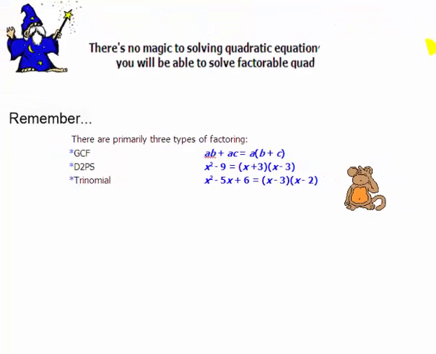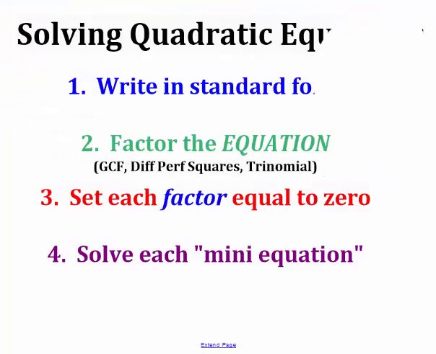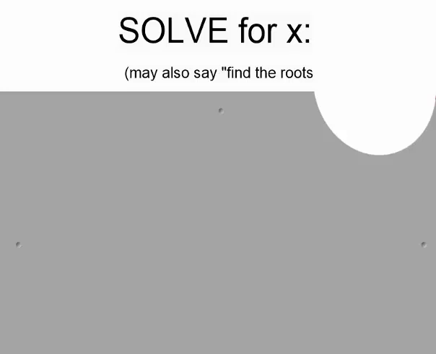So let's get started. To solve a quadratic equation, we would want to put it in standard form. In order to have it in standard form, basically that means I need it equal to 0. We factor the quadratic equation using one of our methods, and we set each factor equal to 0 and solve each mini equation. The directions will say solve for x. They may also say find the roots.